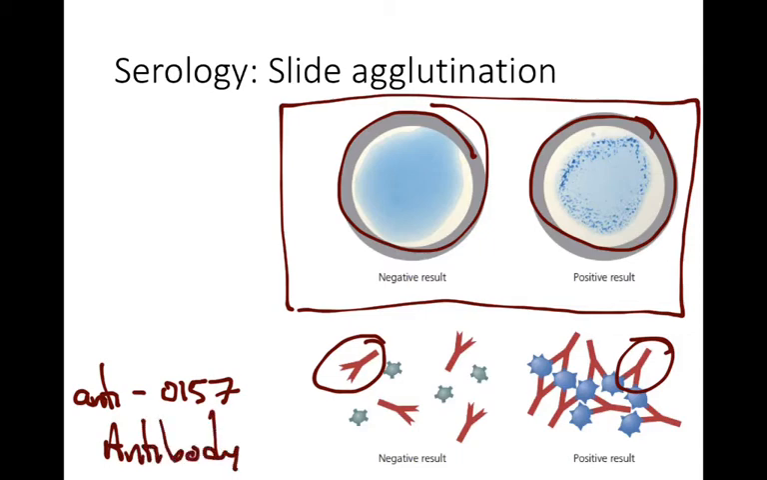And if the pathogen is O157H7 E. coli and the antibody binds to it, we'll get this clumping. However, if the pathogen is not O157H7 E. coli, if it is any other microorganism, we'll get a negative result here, and we'll get kind of a uniform color of the media here on the glass slide.